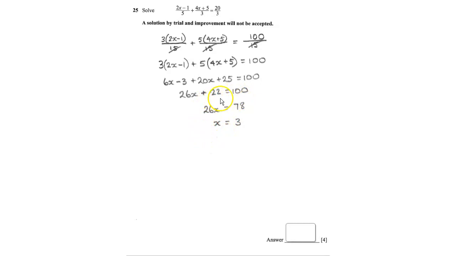We take away 22 from both sides. So that means we're left with 26x on the left hand side, and it's 100 take away 22, which is 78. Next step is we divide both sides by 26. So we're left with x on the left hand side, but 78 divided by 26 is 3. So x is equal to 3.